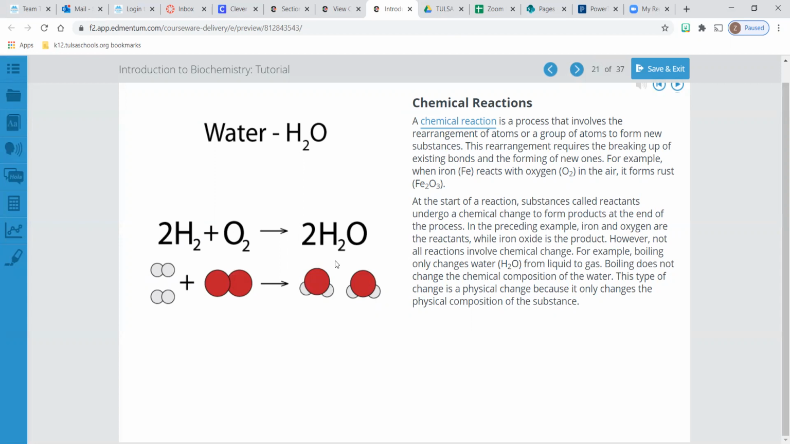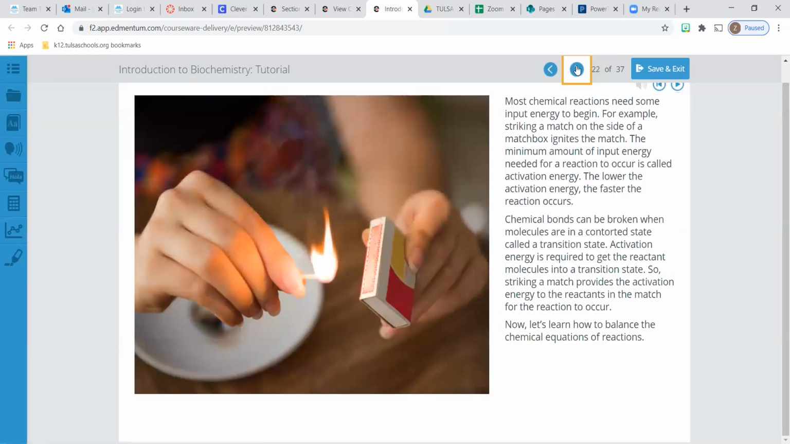So it is important to recognize the difference between a physical change and a chemical change. In a physical change, the appearance may change, but at the small atomic level, chemically nothing's different about the substance. Whereas in a chemical change, there's deeper change at the atomic level.